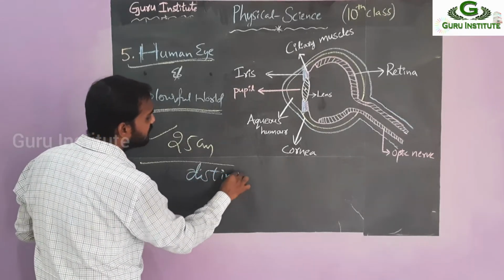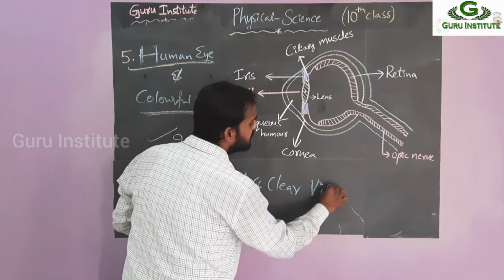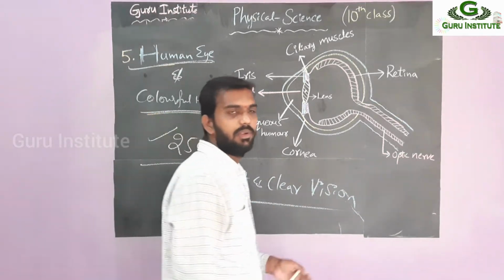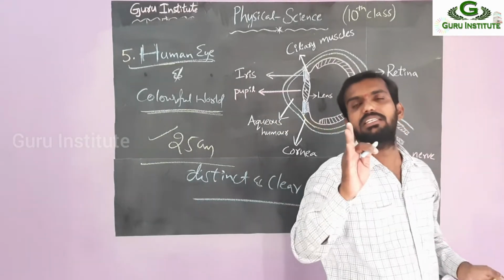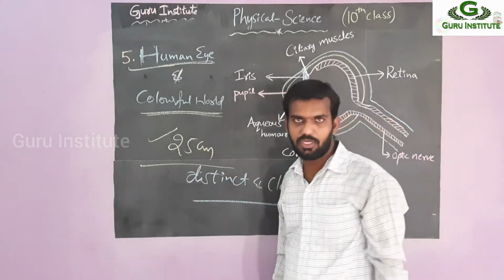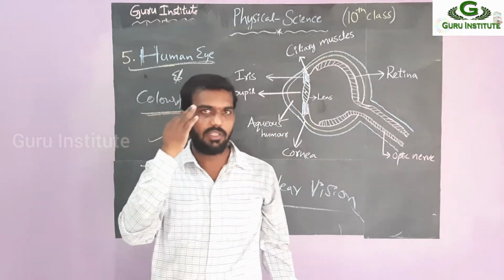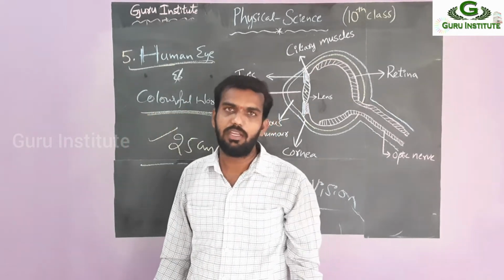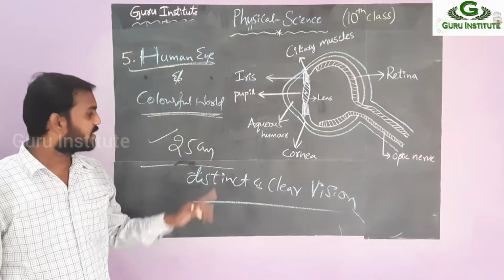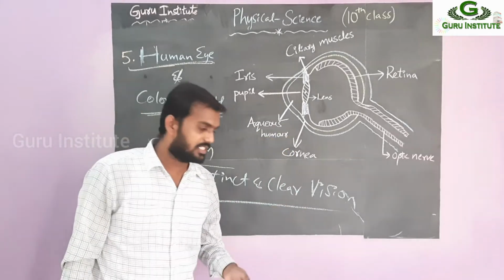Distinct and clear vision. So the minimum distance of clear and distinct vision for a healthy person is 25 centimeters only. This value depends upon the age and the health condition. Generally, for a healthy body it is 25 centimeters, right? For an old person it varies. That we will discuss in later classes. So this is around 25 centimeters.